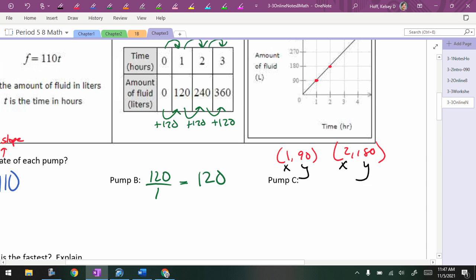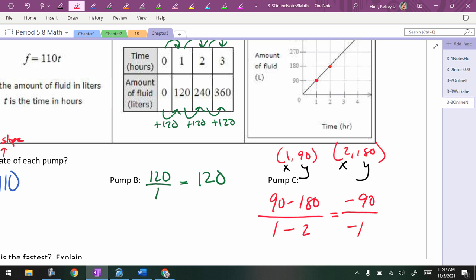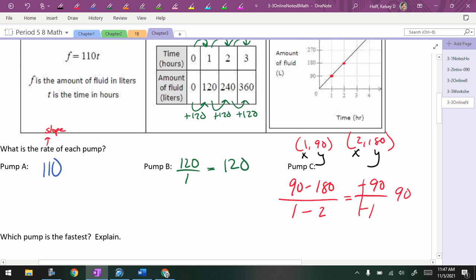Y on top. Which y value you want to start with? 90 minus 180 divided by 1 minus 2. 90 minus 180 is negative 90. 1 minus 2, negative 1. Negative 90 divided by negative 1. A negative divided by a negative is a positive. 90 divided by 1 is 90. All you're doing are looking at your different slopes, your different rates of change.